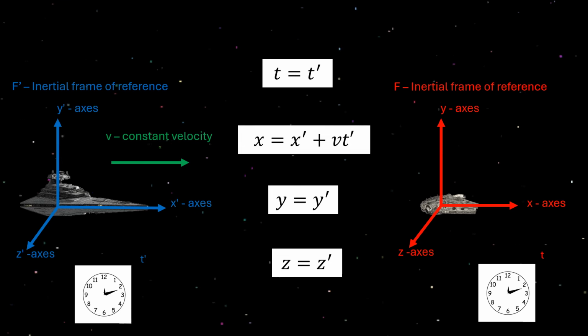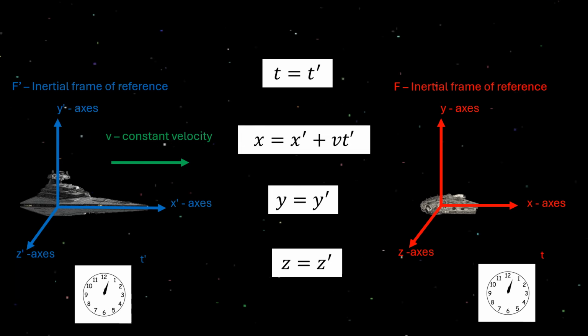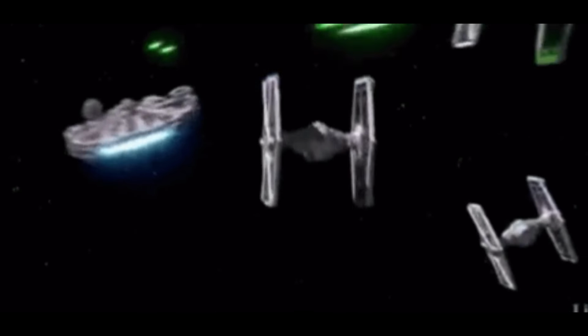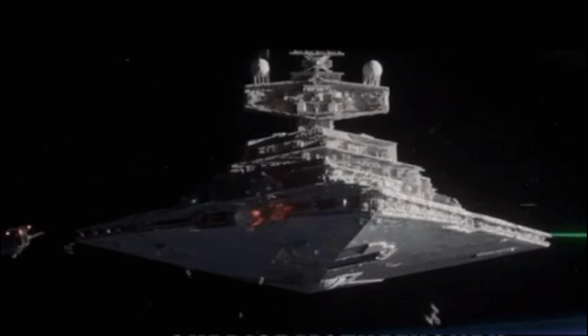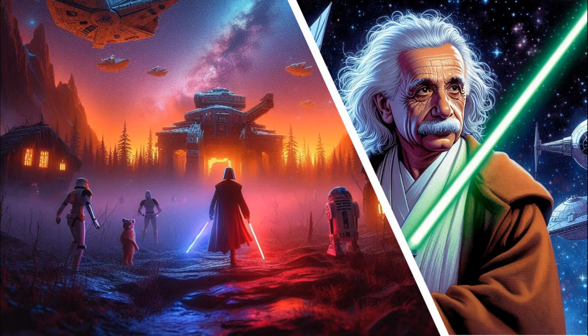Remember, these equations help us understand how physical events, like the Falcon dodging turbolaser fire or Vader deploying TIE fighters, will appear differently depending on your point of view, just like different observers in relative motion in our universe.